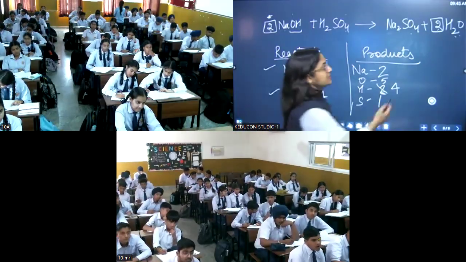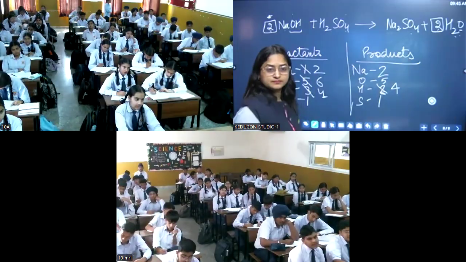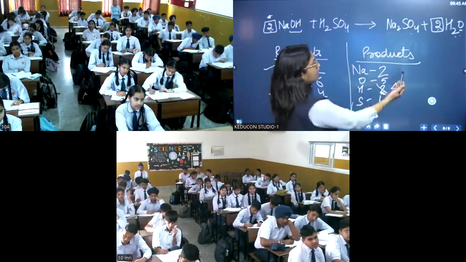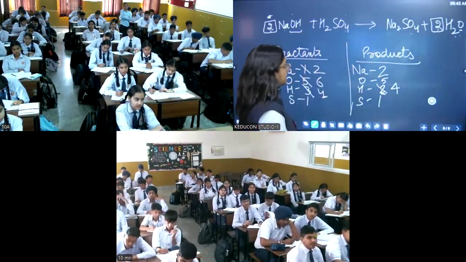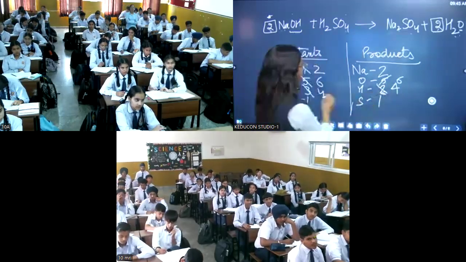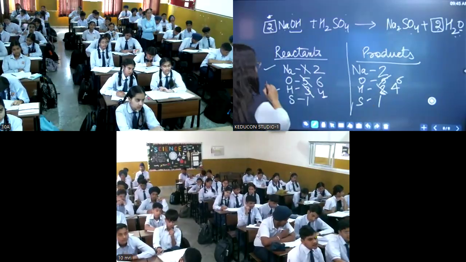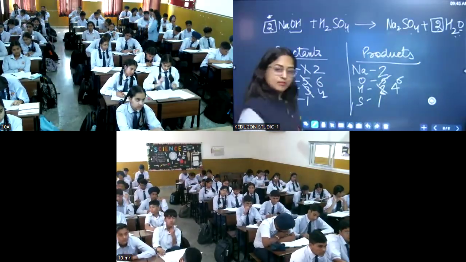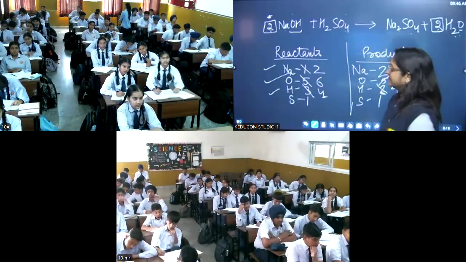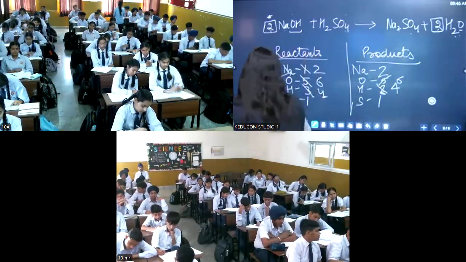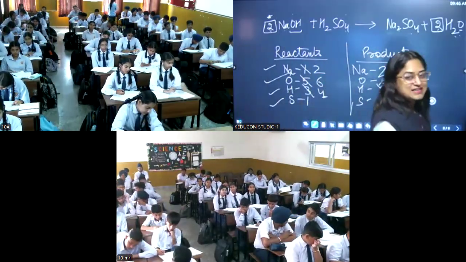But does this number change the number of oxygen? What is the number of oxygen atoms now? 6. Does this balance our oxygen? Yes. Is the number of sulfur the same on both sides? Yes. Are you clear? How did we balance this equation? Write it down.